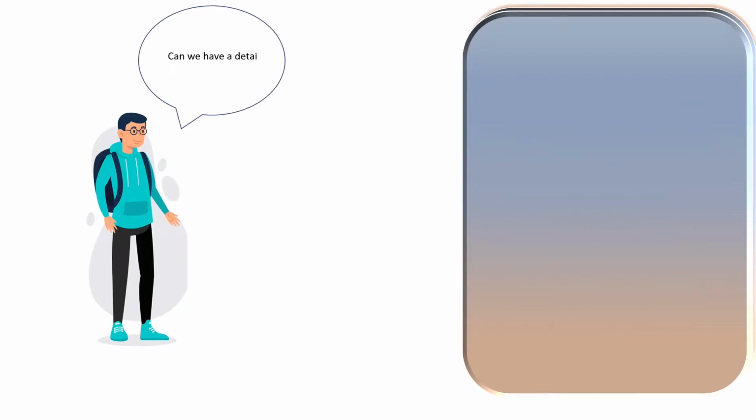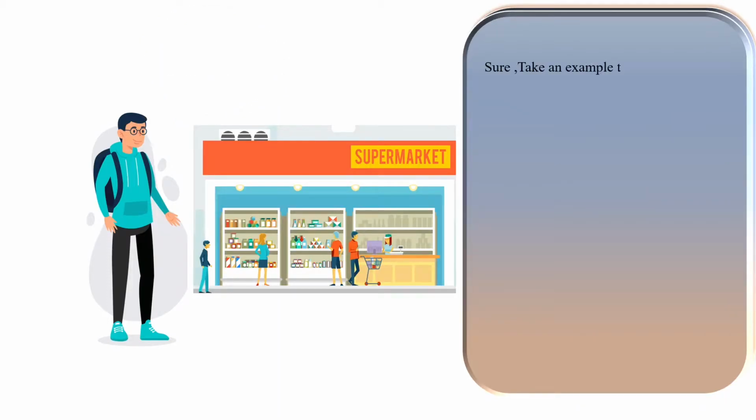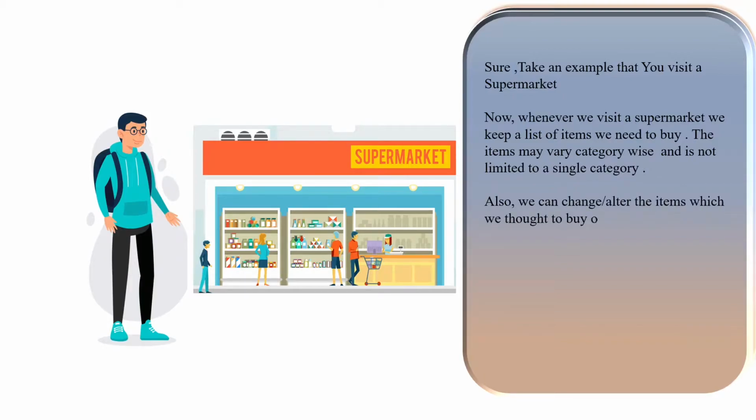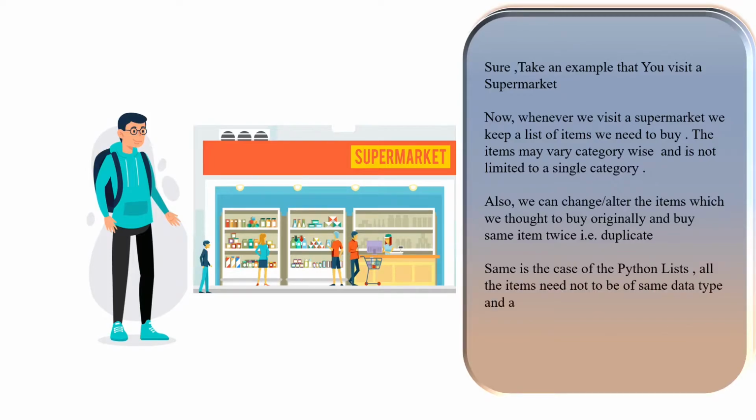Can we have a detailed example please? Sure. Take an example that you visit a supermarket. Whenever we visit a supermarket, we keep a list of items we need to buy. The items may vary category wise and are not limited to a single category. Also, we can alter the items which we thought to buy originally and also buy the same item twice, that is, duplicate. Same is the case with a Python list. All the items present in the list need not be of the same data type, and they can be changed, altered and also support duplicates.